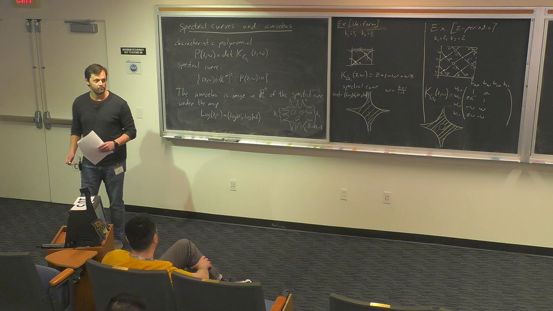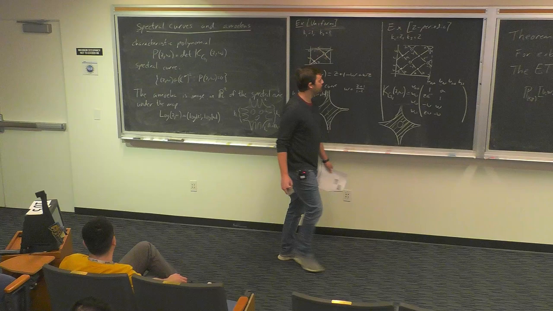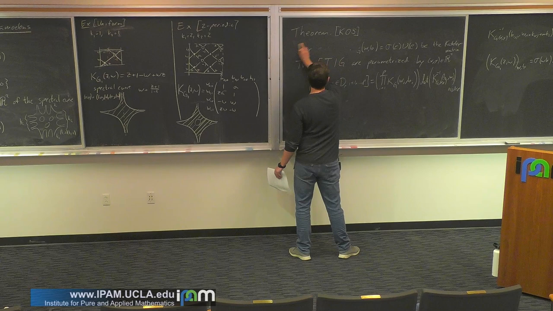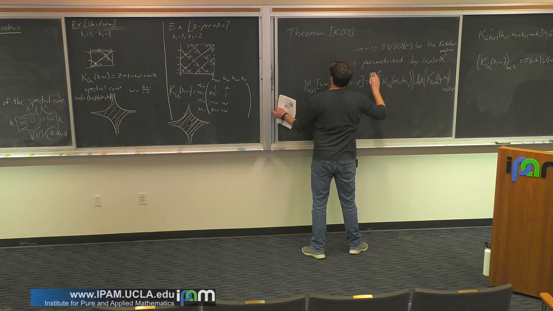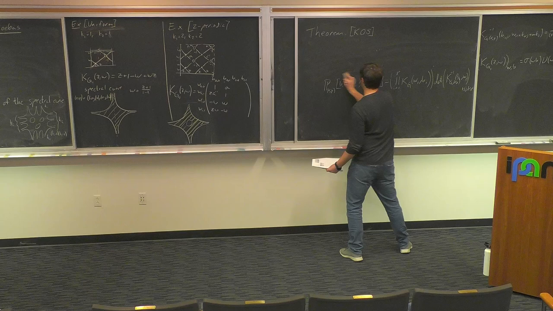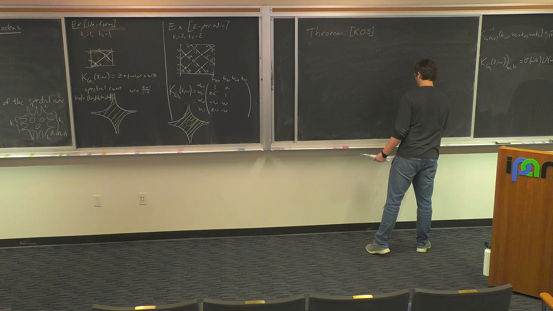And why are these objects good to look at? Well, it's another theorem of the same authors in the same paper. They show that these characteristic polynomials are so-called Harnack curves.